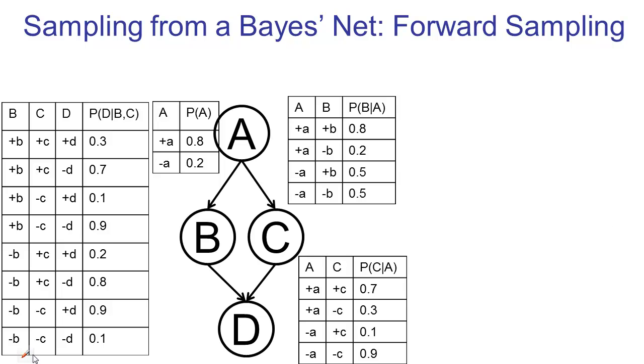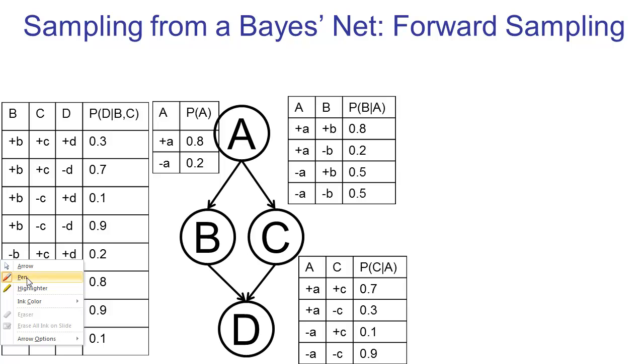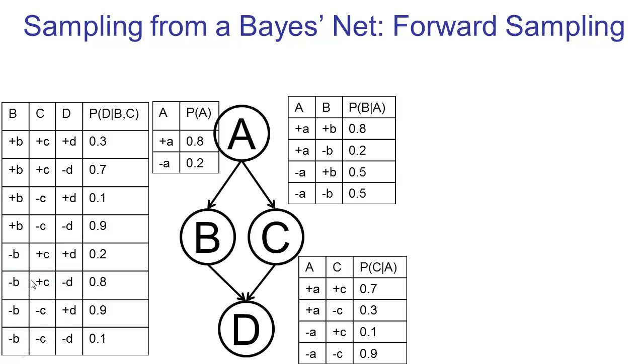Now let's consider sampling from a probability distribution that is provided to us in the form of a Bayes net. As a reminder, in a Bayes net, we have a directed acyclic graph, and we have a set of conditional probability tables, one for each node in the graph. Each node in the graph corresponds to a random variable.